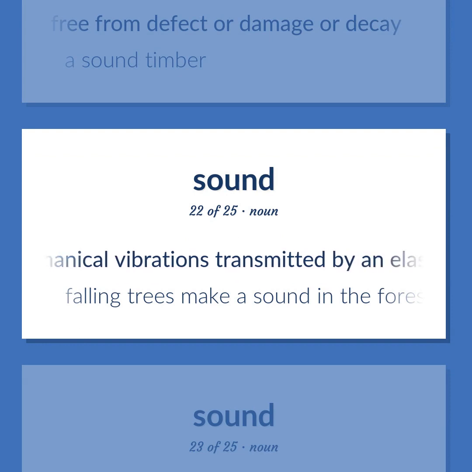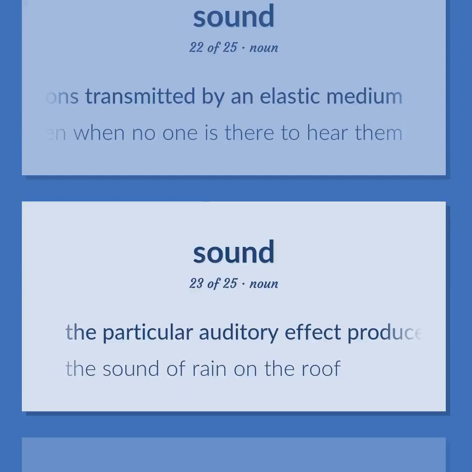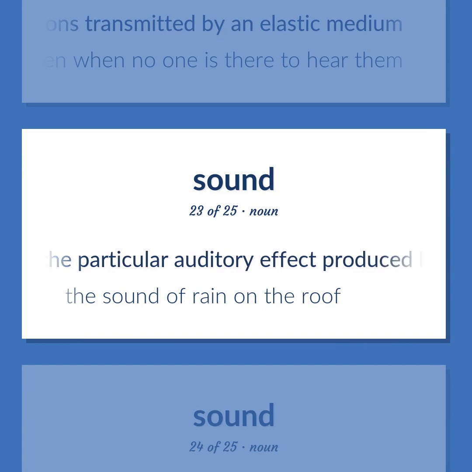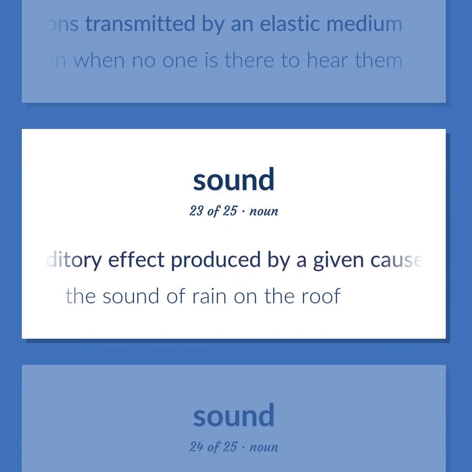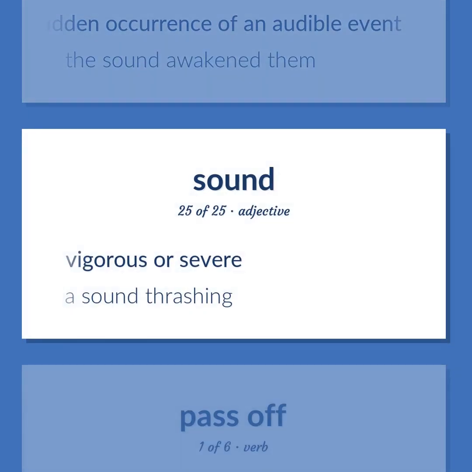Mechanical vibrations transmitted by an elastic medium. Falling trees make a sound in the forest even when no one is there to hear them. The particular auditory effect produced by a given cause. The sound of rain on the roof. The sudden occurrence of an audible event. The sound awakened them. Vigorous or severe. A sound thrashing.